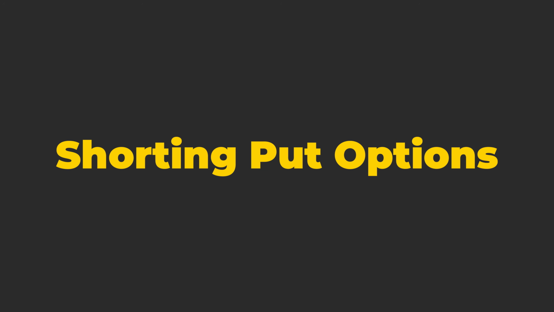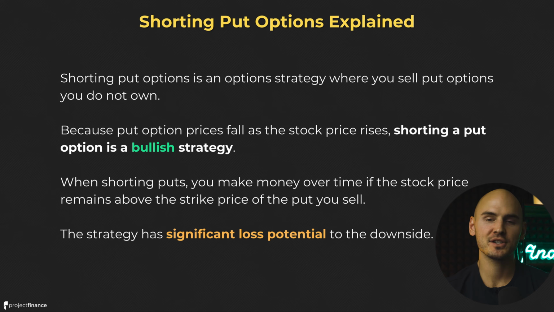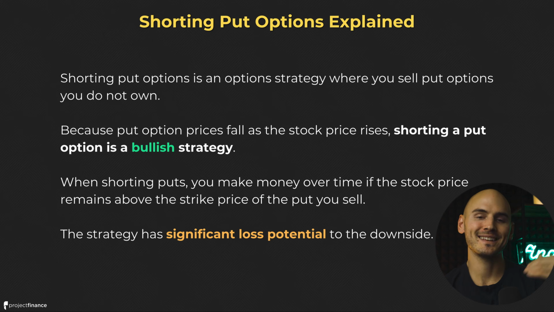Now let's switch gears and talk about shorting put options. Shorting put options is an option strategy where you sell put options you do not own. Because put option prices fall as the stock price increases, shorting a put option is a bullish options trading strategy. When shorting put options, you make money over time if the stock price goes up or at least remains above the strike price of the put through the expiration date.